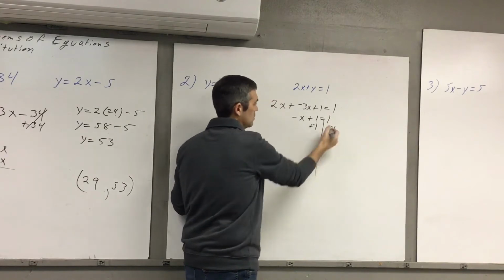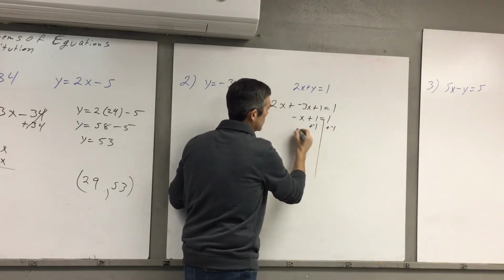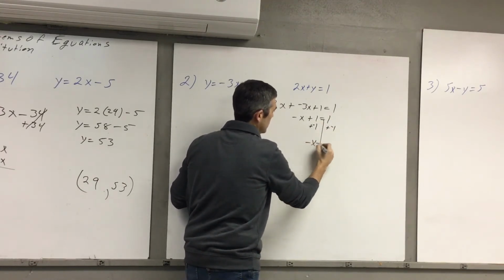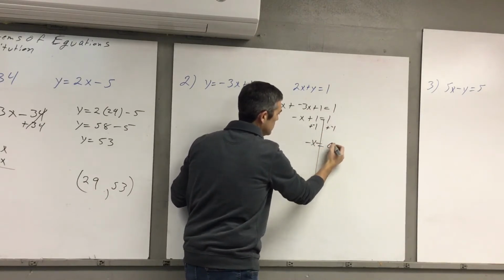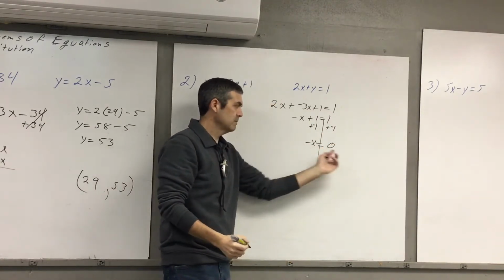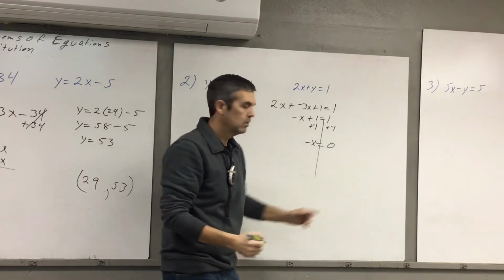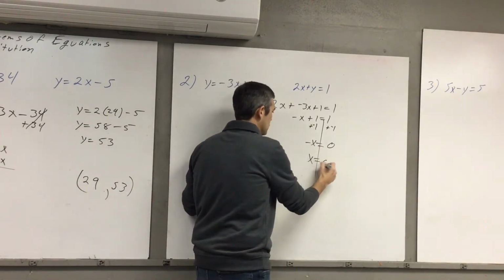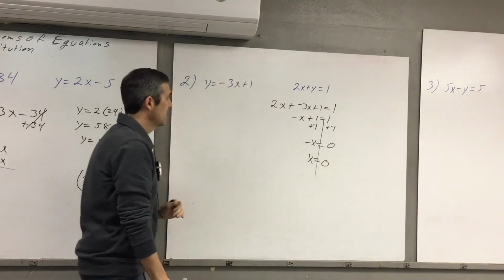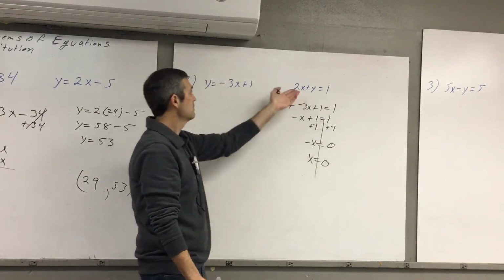Okay? And in case you're wondering, I'm adding the inverse. So I've got negative x equals 1 plus negative 1 is 0, and even if I take the opposite of x, it's still 0, right? So x equals 0. Now I'm going to take that 0 and I'm going to substitute it in.